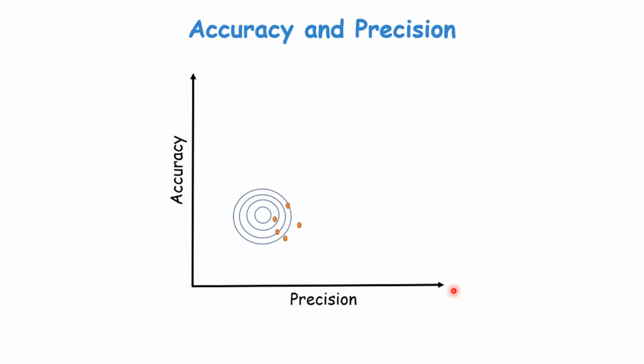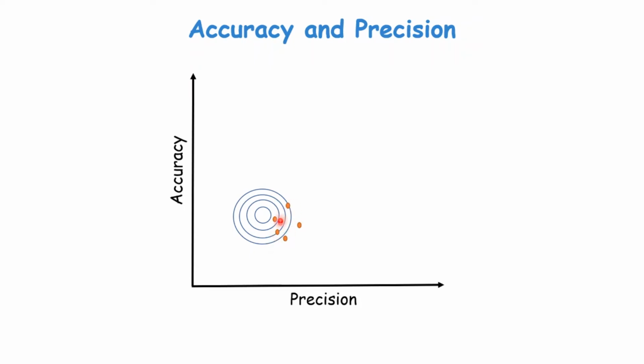Let's look at this one. This is a kind of shooting target. We see five shots here, and we can consider them as five measurements. They all fall outside of the bull's eye, so the accuracy is not good. This is low accuracy, and this is high accuracy.